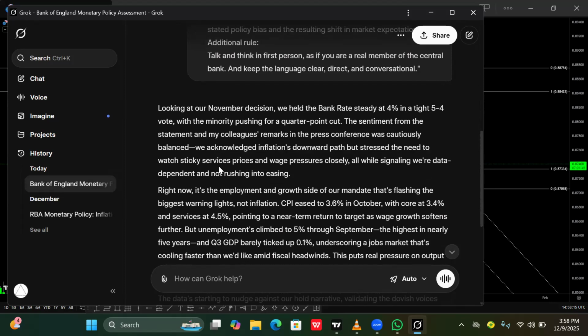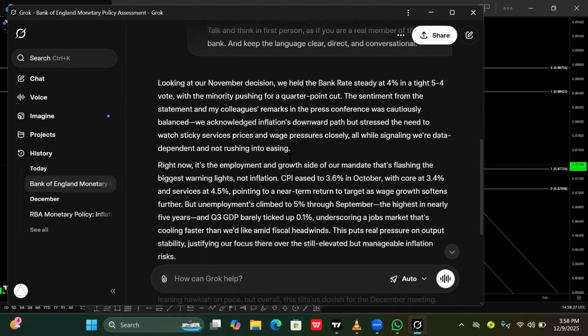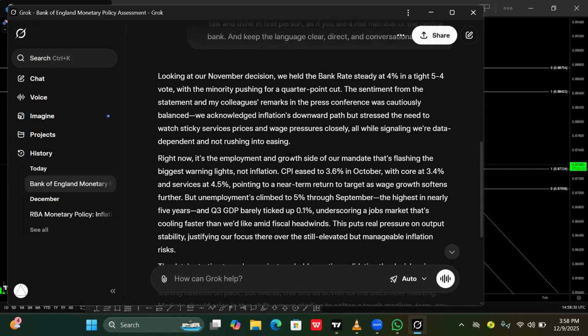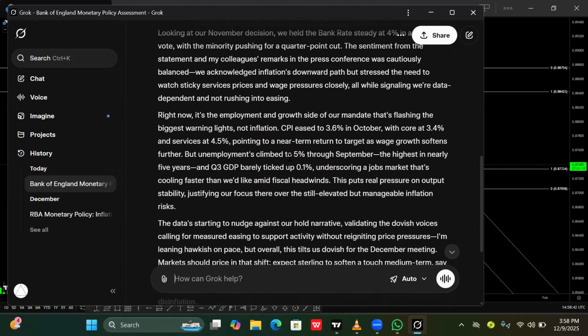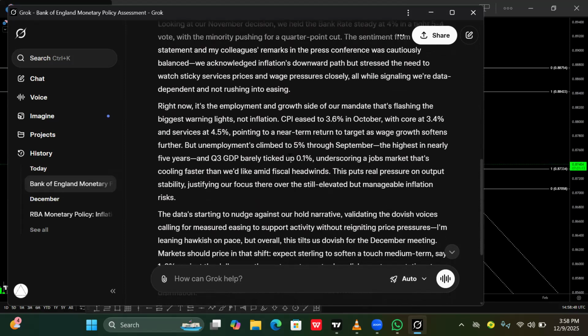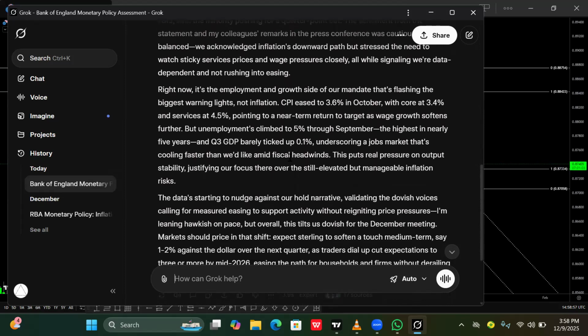It said, looking at our November decisions, now the AI is talking as a member of the Bank of England. We held the bank rate steady at 4% with a tight 5-1 vote, with the minority pushing for a quarter point cut. The sentiment from the statement and my colleagues' remarks in the press conference was cautiously balanced. We acknowledge inflation's downward path, but stress the need to watch sticky services prices and wage pressures closely, all while signaling we are data dependent and not pushing into easing. That was in the last meeting, right?